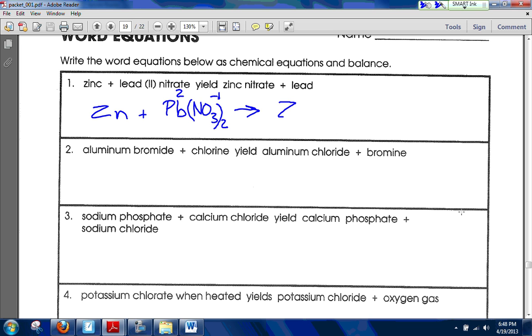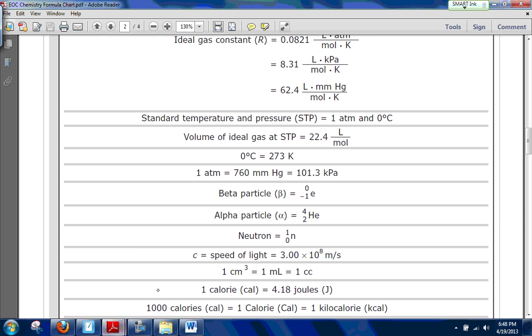So again, we have Zn for zinc, and this time it's nitrate. NO3, remember nitrate still has a charge of -1, plus lead by itself. Now we need to know what is the charge of zinc. So I'm going to actually break out the periodic table and look at it.